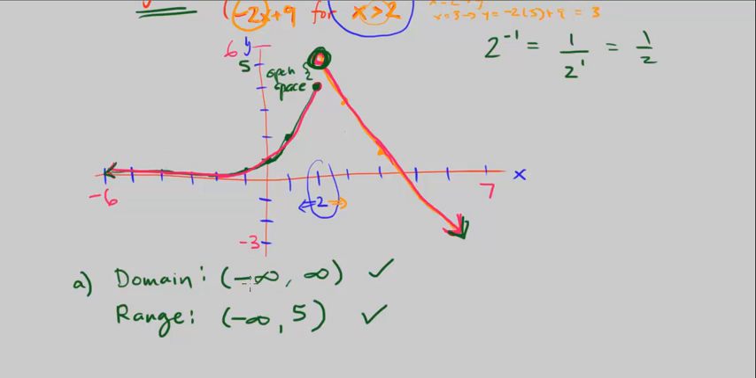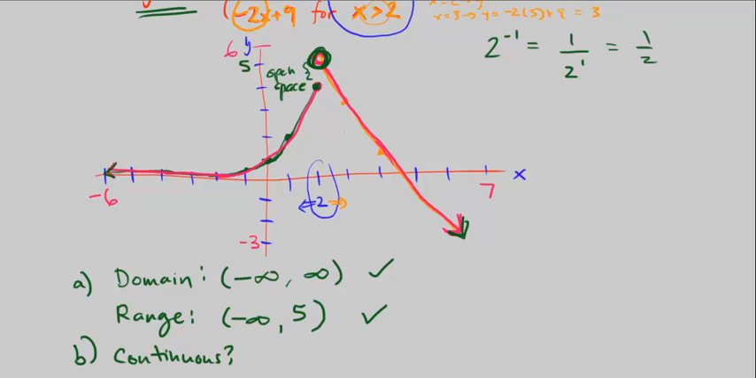The domain is for x values negative infinity to infinity, all x values. The range is negative infinity to positive 5, so it's basically y values from negative infinity all the way up to 5, right? And then finally, part B asks, is this equation continuous for all values in the domain? So continuous.